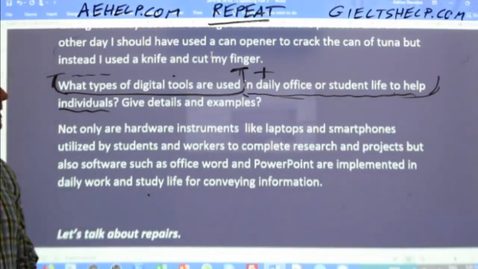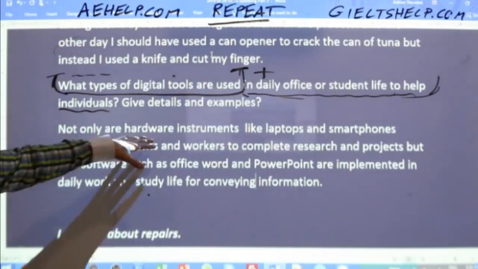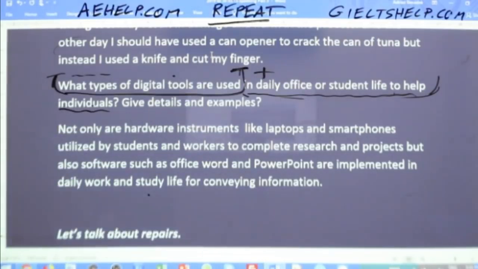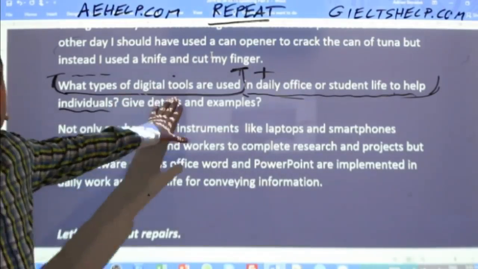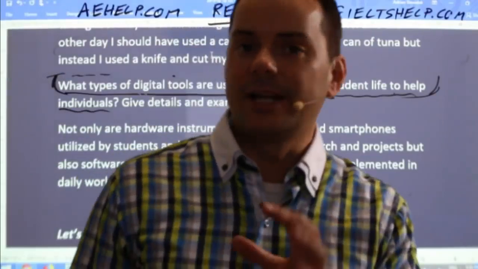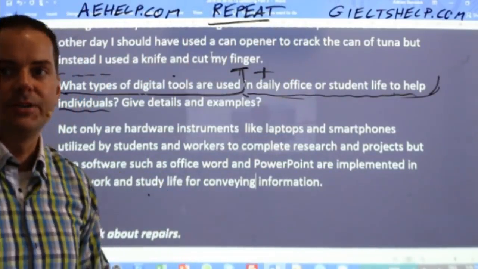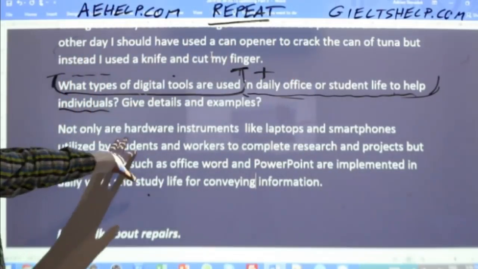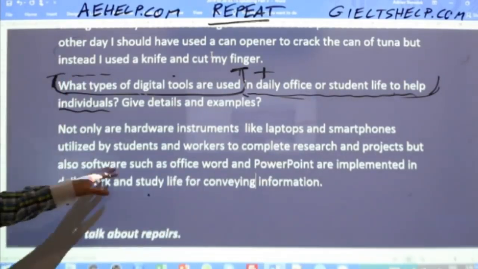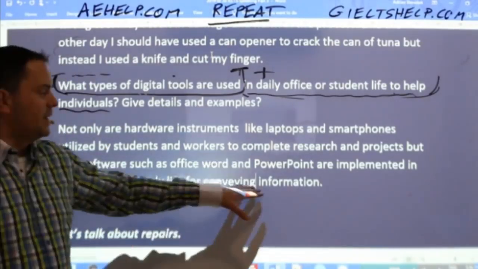Okay. All right. So again, use those correlative conjunctions and paraphrase as much as possible. If you can think of the word instruments instead of tools, that's great. One way that you can visualize digital tools, of course, is with hardware and software. That's a good hint for any topics around technology. Think about hardware on one side and software on the other side. Okay? So not only are hardware instruments like laptops and smartphones utilized by students and workers to complete research and projects, but also software such as Office, Word, and PowerPoint are implemented in daily work and study life for conveying information.